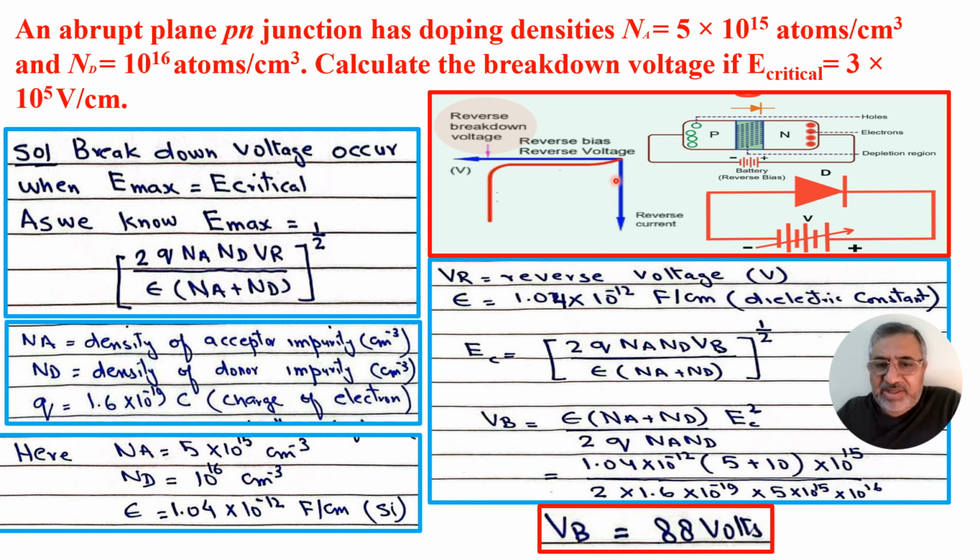So it means that after 88 volts is applied in reverse bias, the electric field in our PN junction becomes so large that it reaches E maximum, equal to E critical, and then the diode experiences reverse breakdown, and a very high current passes through in the reverse direction. Thank you.